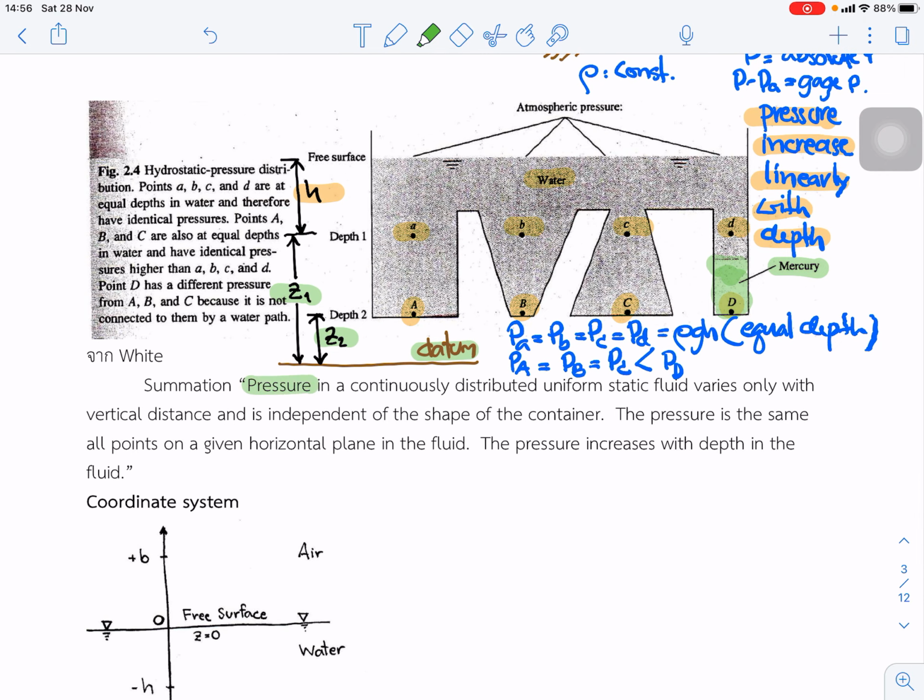In summary, pressure in a continuously distributed uniform static fluid varies only with the vertical distance and is independent of the shape of the container, as I showed you in the above figure. Pressure is the same at all points on a given horizontal plane in the fluid. The pressure increases with the depth in the fluid. Okay.